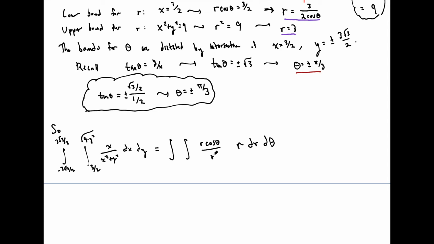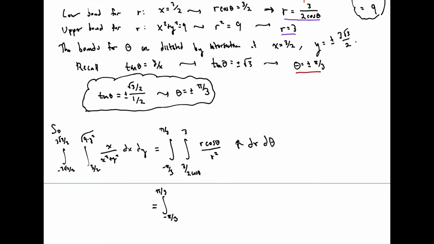That turns into r squared. Now I'm integrating with respect to r first, and we've got our r bounds up here in purple. The lower bound was 3 over 2 cosine theta, and the upper bound is 3. And then in maroon, or whatever this color is, are our theta bounds, negative pi over 3 to pi over 3. And now we're in business. This is just a matter of evaluating this iterated integral, and we'll be done. So let's see if I can do this without messing up.